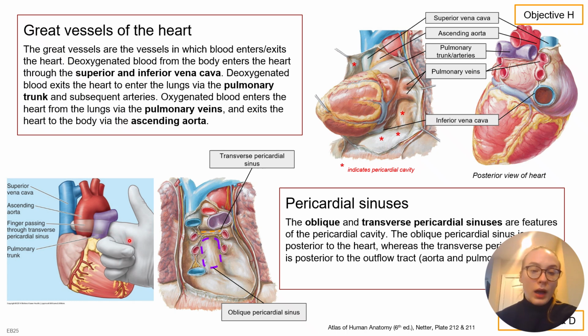So if you had a glove on and you were in a surgical or cadaveric lab, you could actually, entirely without any effort, slide your finger underneath the pulmonary trunk and the aorta, and your superior vena cava would be behind your finger. It creates this little tunnel where we can go through because there is no pericardial cavity there.